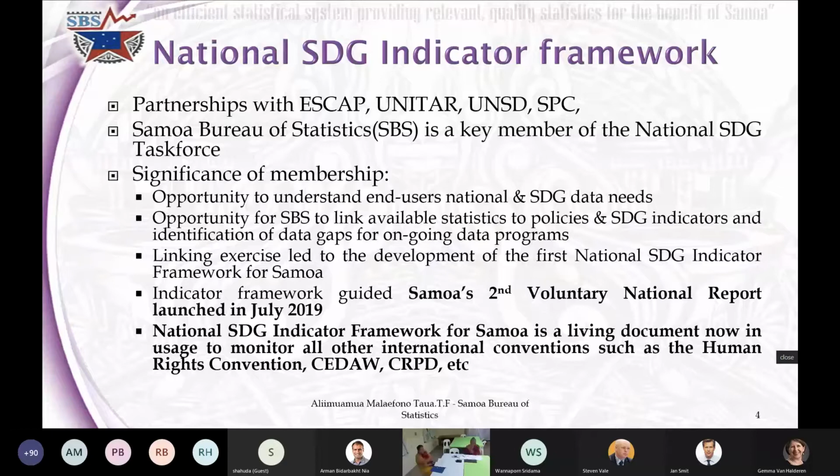And the good news is this framework assisted in our second voluntary national report, which was launched in July of 2019. And this framework is now a living document. We are updating it as we get new data. But we are also using this to monitor all other international conventions, such as the Human Rights Convention, which we are currently working on right now, and also the CEDAW, CRPD, and many other conventions. So the purpose was different from the beginning, but now you see the benefits of having something that you can rely on to monitor all other frameworks.